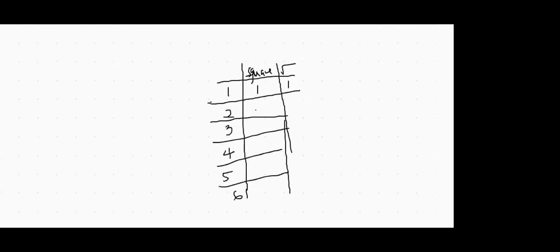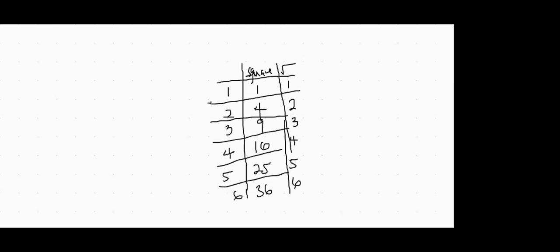The square of 2 is what? 4. The root of 4 is what? 2. The square of 3 is what? 9. The root of 9 is what? 3. The square of 4 is 16. The root of 16 is 4. The square of 5 is 25. The root of 25 is 5. The square of 6 is 36, and then the square root is what?